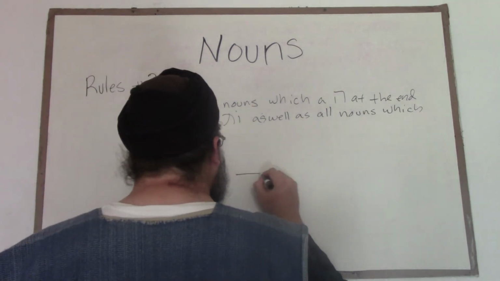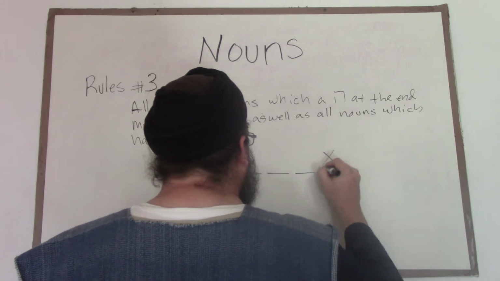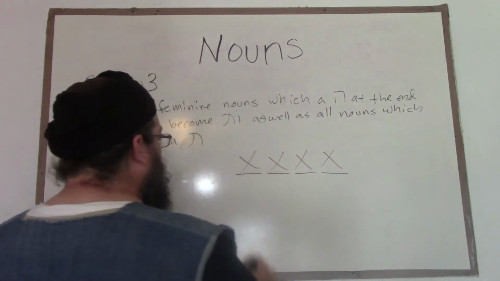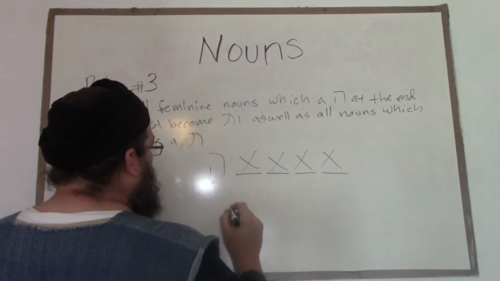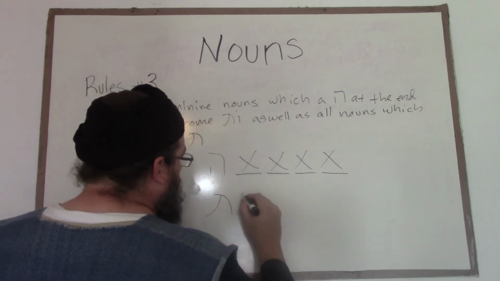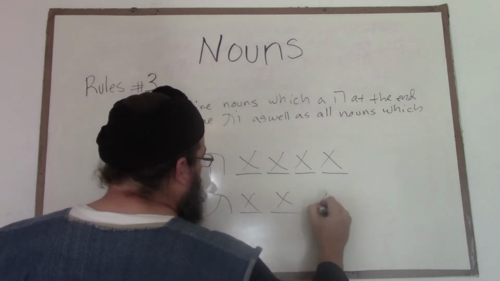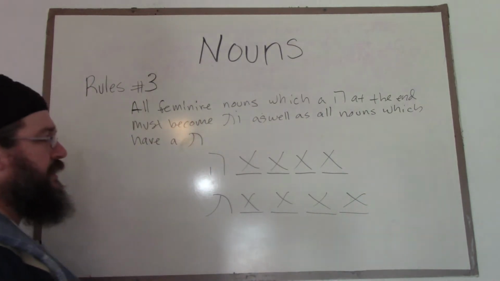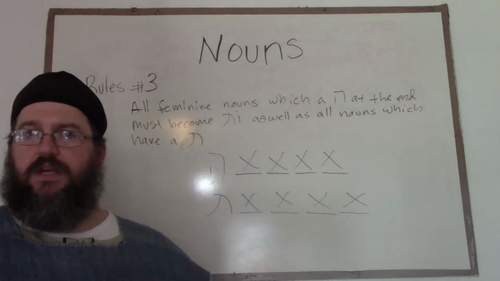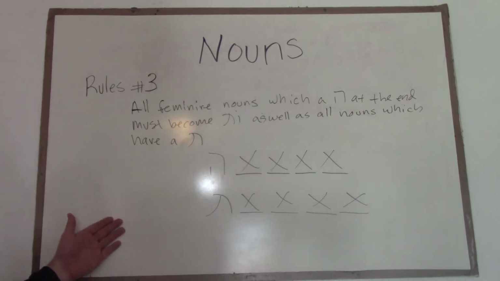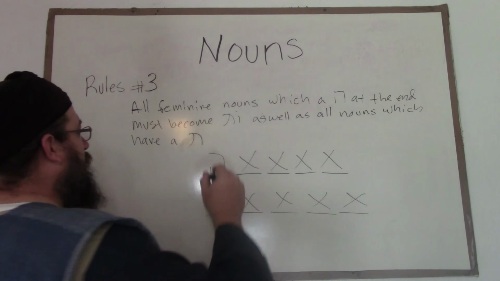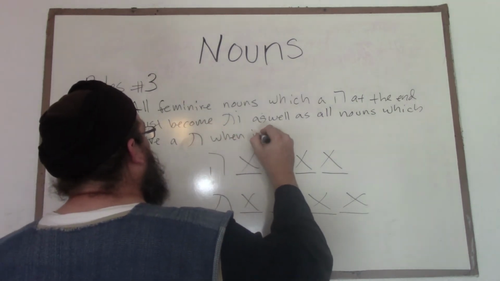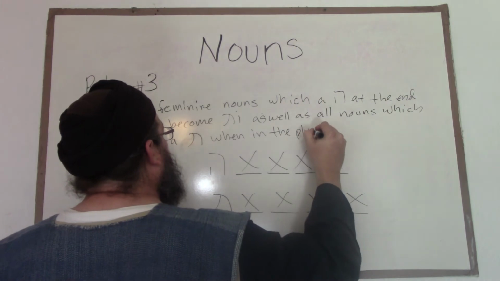So if I took, for example, and put an X, we don't know Hebrew letters yet, we just know these ones that we're learning here, okay? If I see a hey, or if I see a tav, I know immediately that this is a feminine noun, right? So, what is the rule? If a feminine noun, which has a hey at the end, must become ot, as well as nouns that have a tav, when in the plural form.